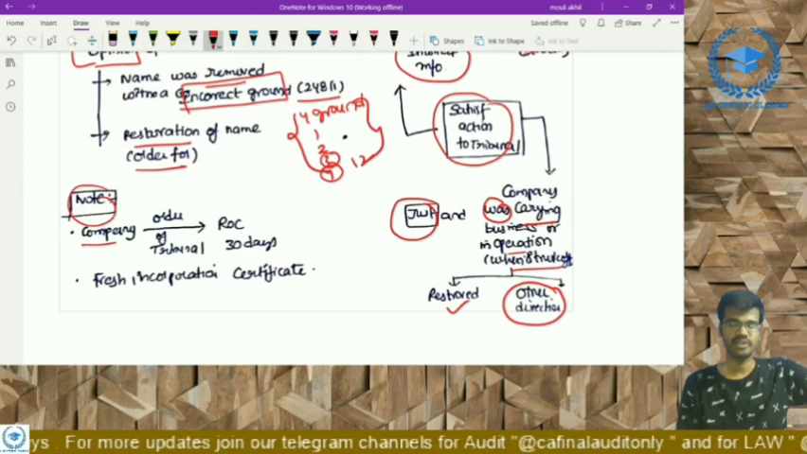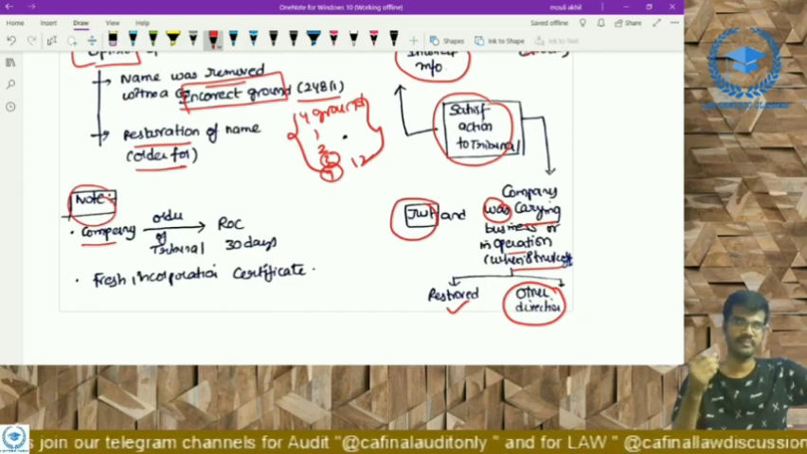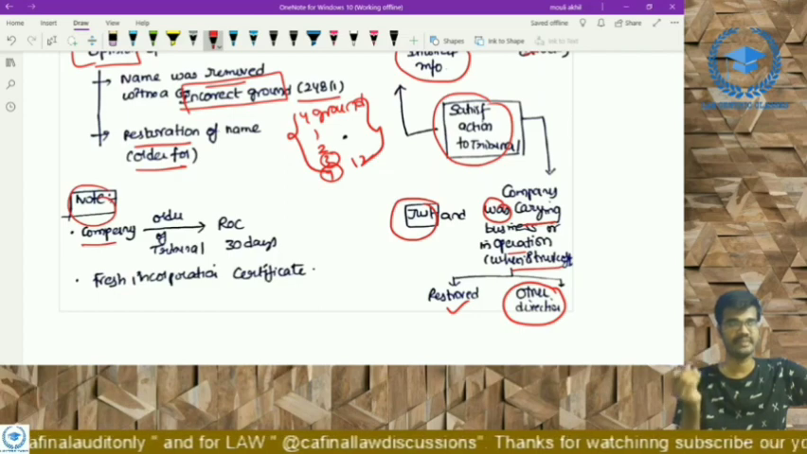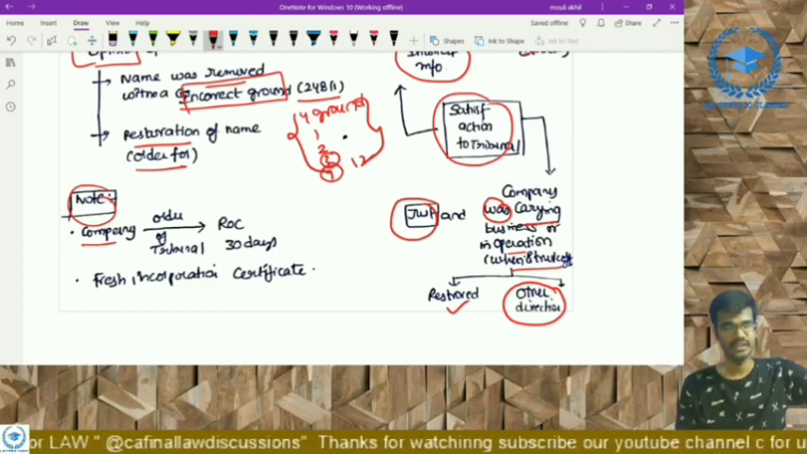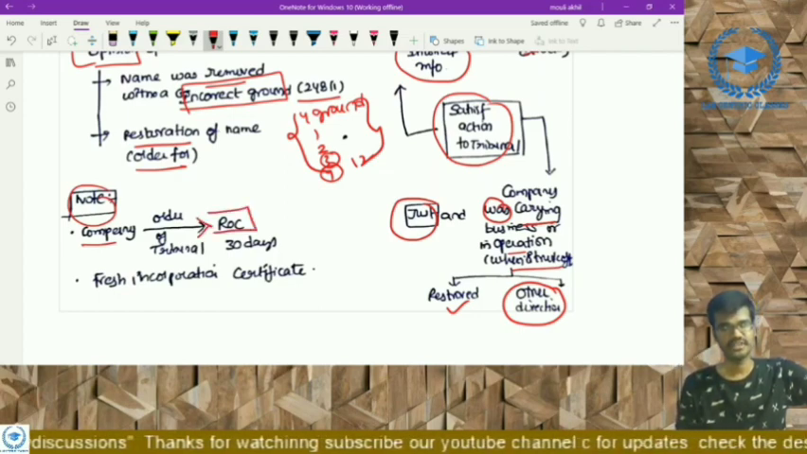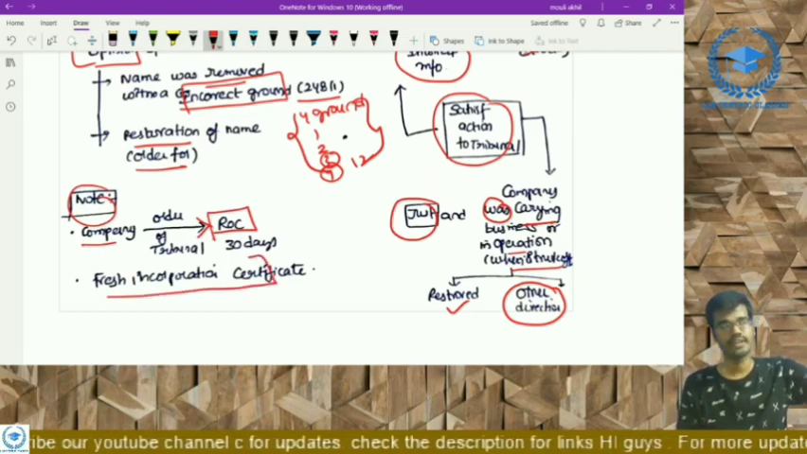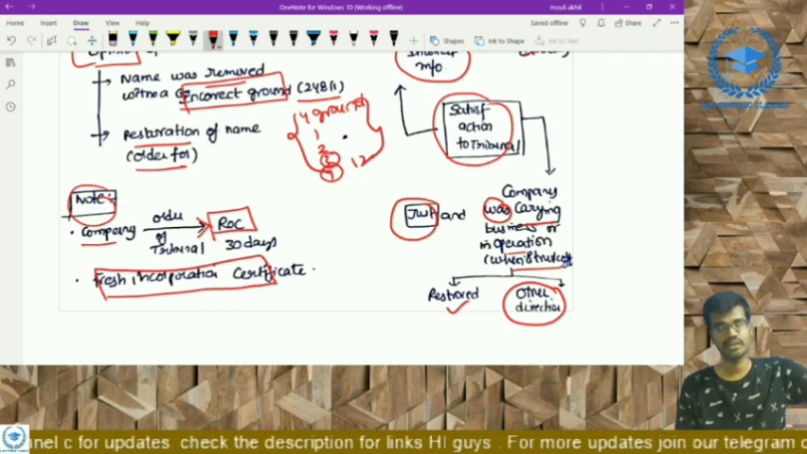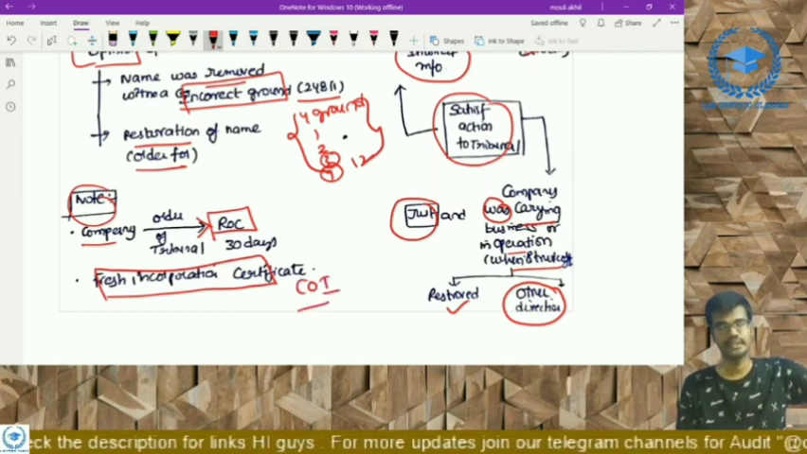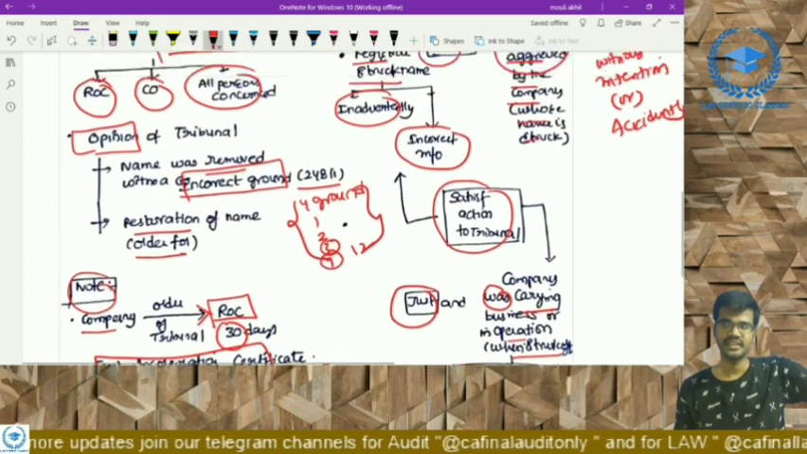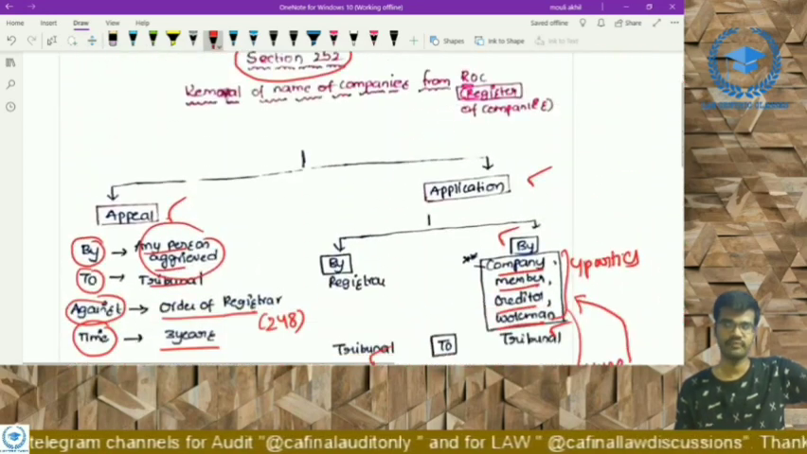A company, because the tribunal will pass the order, right? The tribunal will pass for restoration of the name of the company. Then that company within 30 days from that order of tribunal shall file such order to the ROC, that is the Register of Companies, and the Register of Companies shall issue a fresh certificate of incorporation. 30 days time period is there from the order of tribunal, right? These are the basic flow of this particular section.